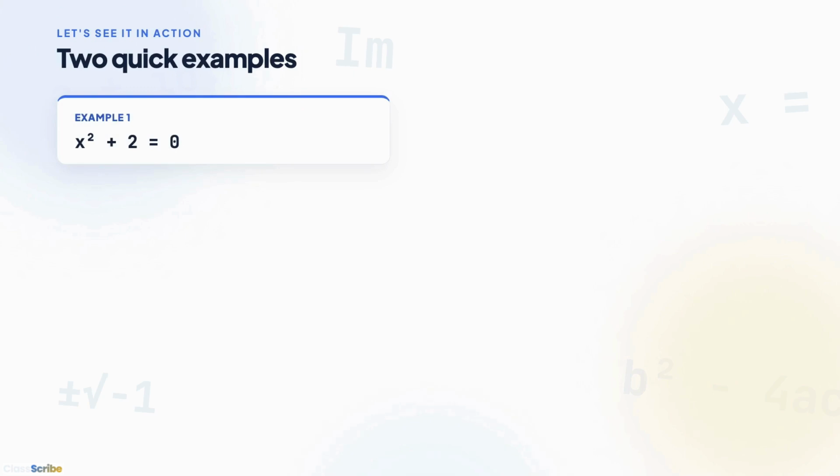Suppose we have x squared plus 2 equals 0. Rearranging gives x squared equals minus 2. Taking the square root, we get x equals plus or minus root 2 multiplied by i. Although these are not real numbers, they are perfectly valid complex solutions.